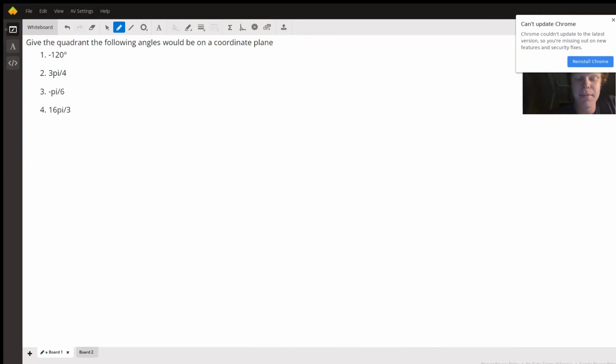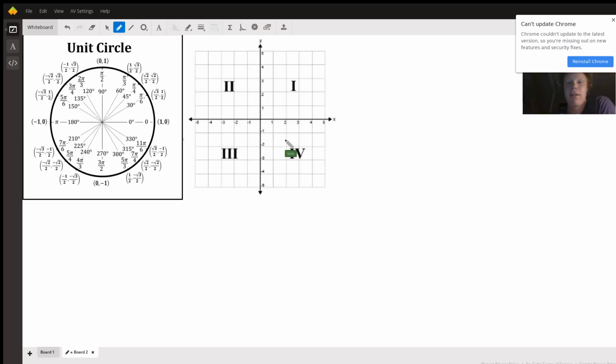So what you really need to remember with these kinds of problems is the relationship between the coordinate plane and the unit circle, since we are talking about degrees here. If you look at both the coordinate plane here and the unit circle, you see that the coordinate plane is divided into 4 quadrants. You have quadrant 1, 2, 3, and 4. The unit circle is also divided into those 4 quadrants.